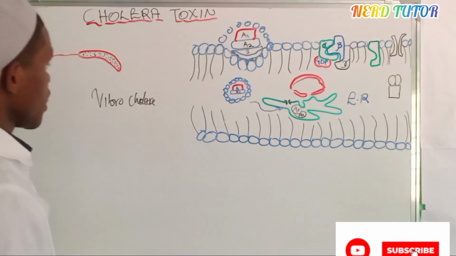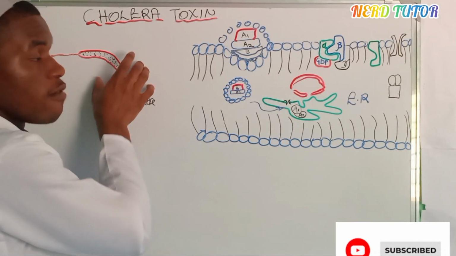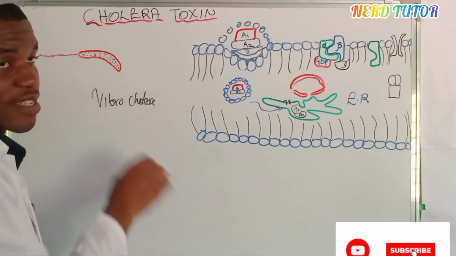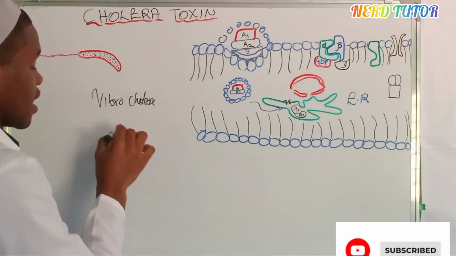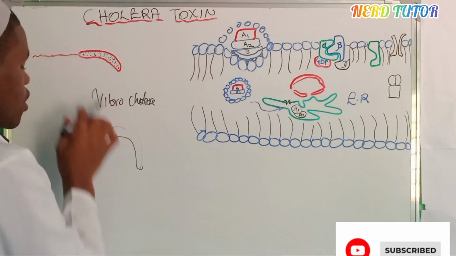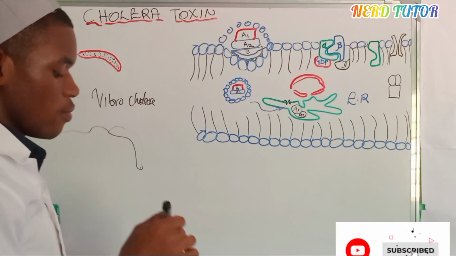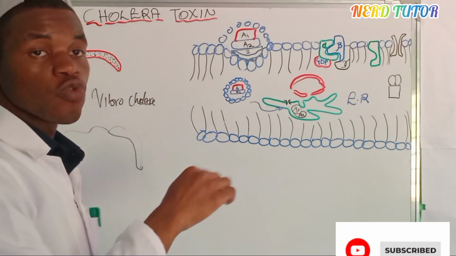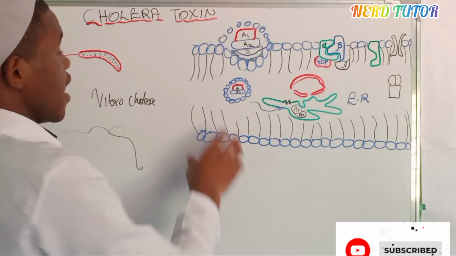Now here, this is the drawing of the virus. It looks like this. It's a comma-shaped virus. It looks like a comma, and it has got a flagellum. The flagellum helps it to propel or to move easily.